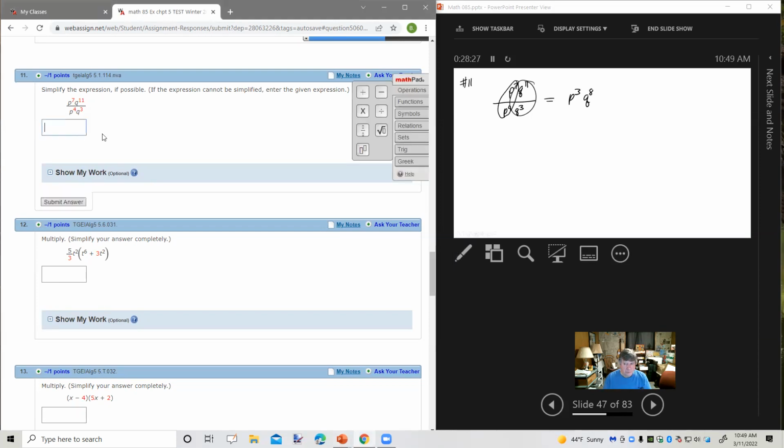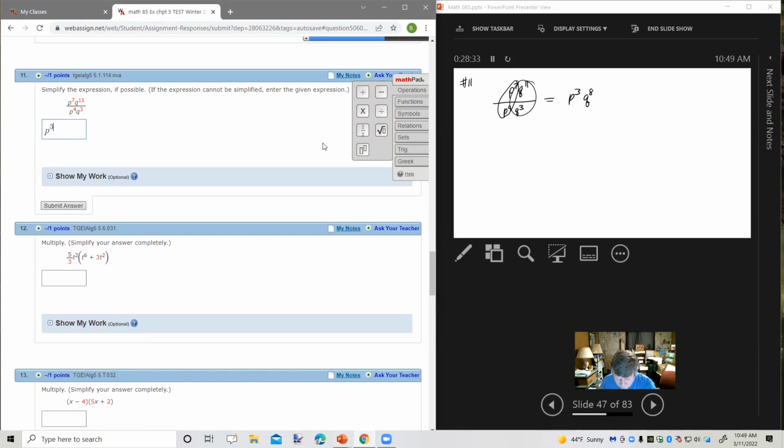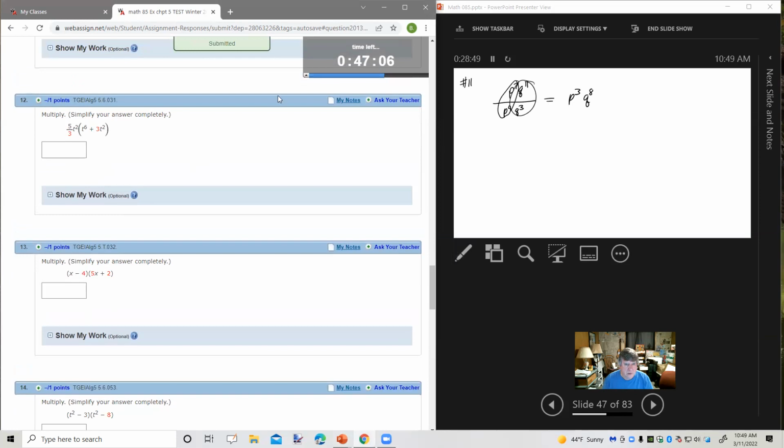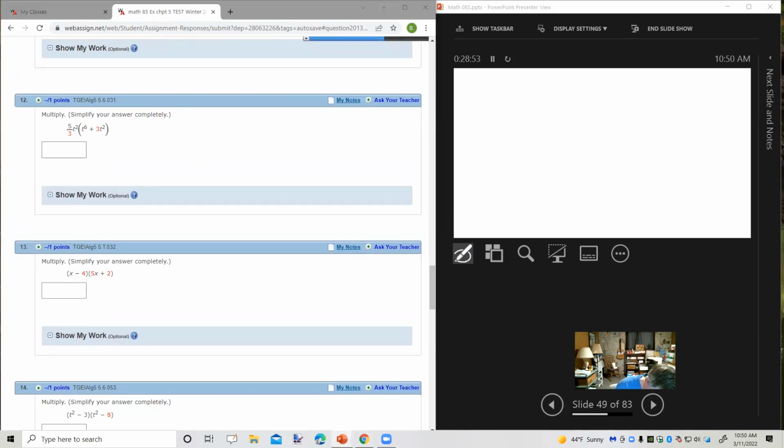Okay. So p cubed, and then q to the 8th power. Ready? Number 12 coming up.